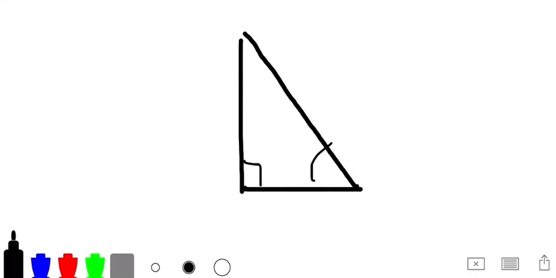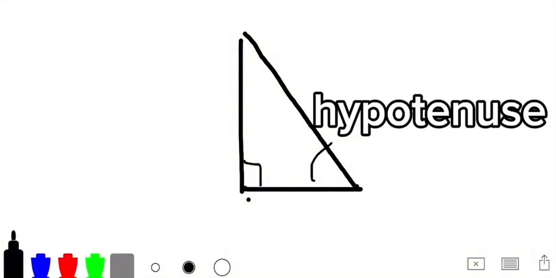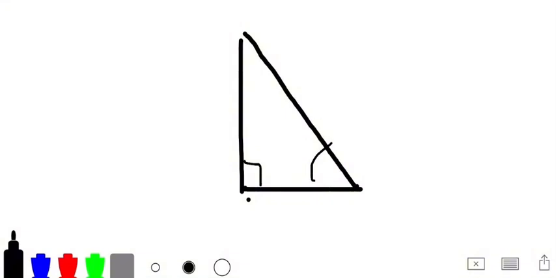In trigonometry, the side of the triangle opposite to the 90-degree angle right here is called the hypotenuse. The hypotenuse is always the longest side of a right triangle. So in this case, the hypotenuse would be this side right here.